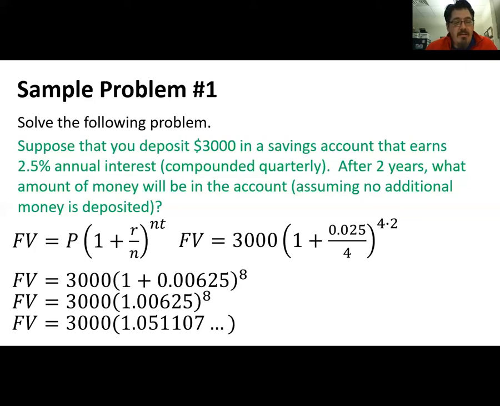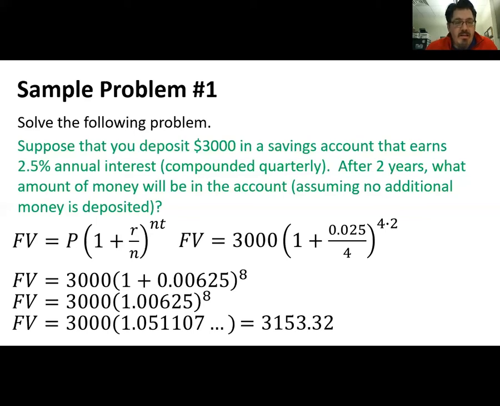Last step is to take that weird decimal, multiply it by the 3,000, and we end up with 3,153.32. Because we're dealing with money, it makes sense to round the answer to the nearest hundredth because that's cents, dollars and cents in this situation. So that's why we came up with that answer. Again, the decimal itself keeps going on, but rounding here is definitely appropriate since we're talking about money.